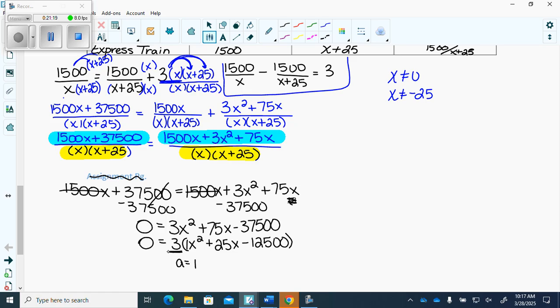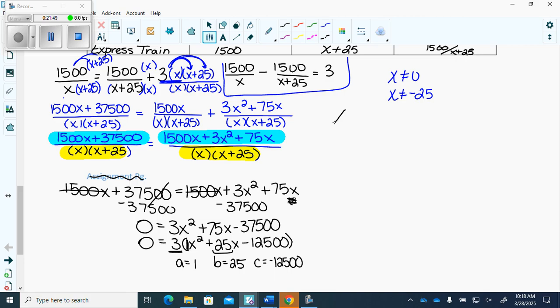If you can take a GCF of a number out, just take it out, then you take the coefficients that are left. So a is 1, b is 25, and the reason why you can do that is if you leave the 3 in, you'll end up with the 3 in the numerator and denominator of your quadratic formula, and they'll just cancel off anyways. So if you take it out ahead of time, then you don't have to use as big numbers in your binomial or in your quadratic formula. So a is 1, b is 25, c is negative 12,500.